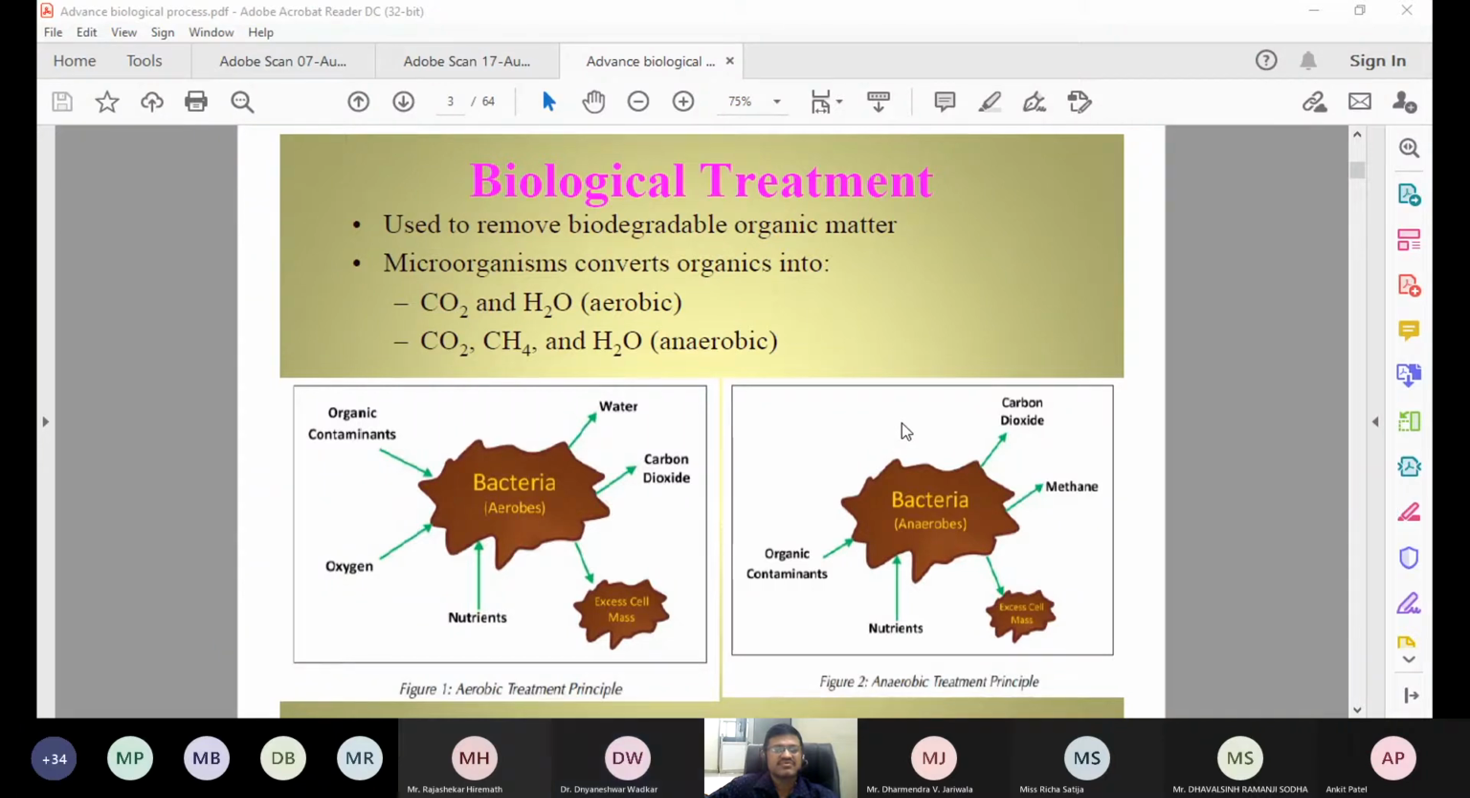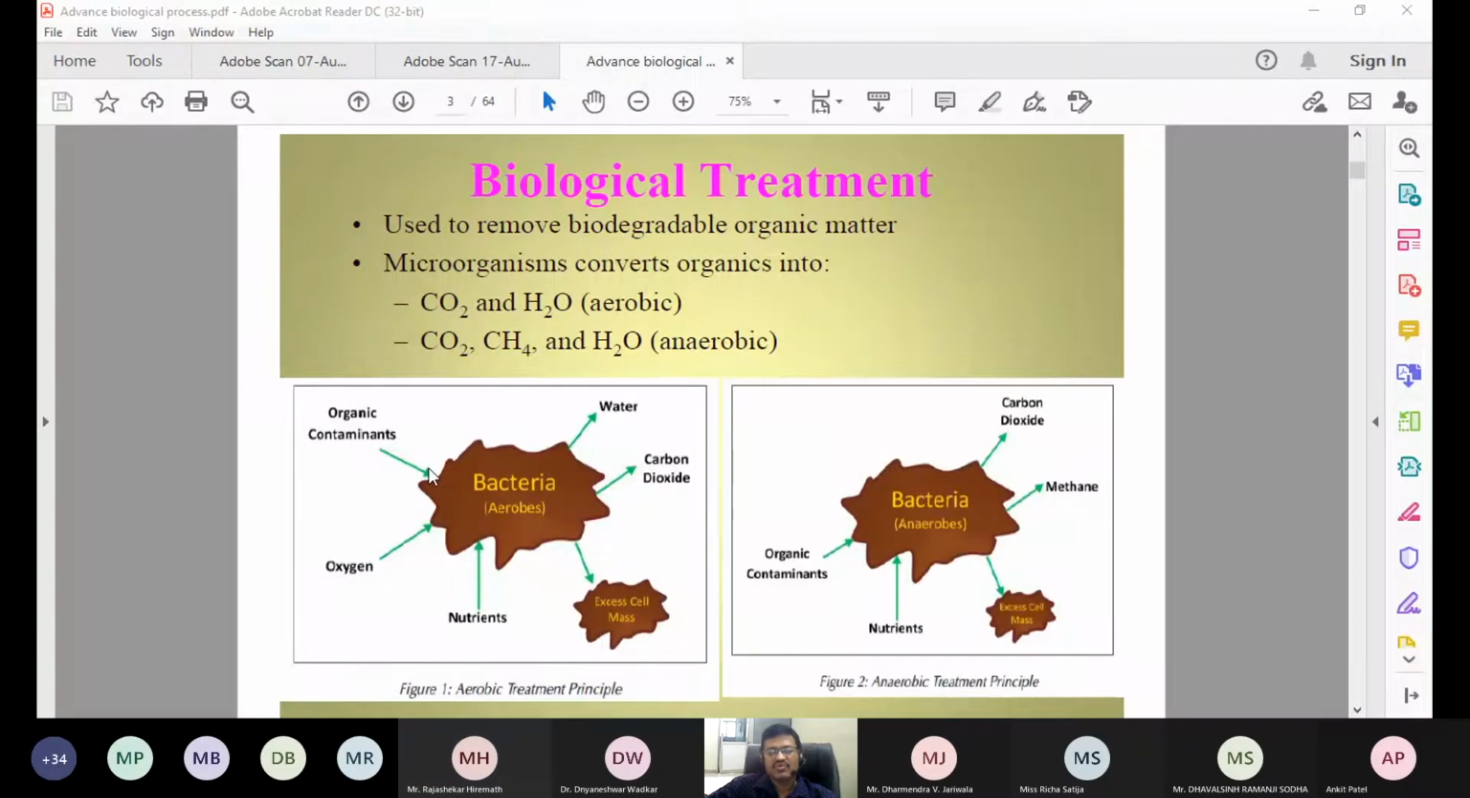My question is, what will happen if we release our effluent into the river, with no treatment done, and just release it into the river? What will happen? It is going to damage the aquatic life. DO decreases, yes. And it causes damage to the aquatic life. Yes, it will damage the aquatic life.